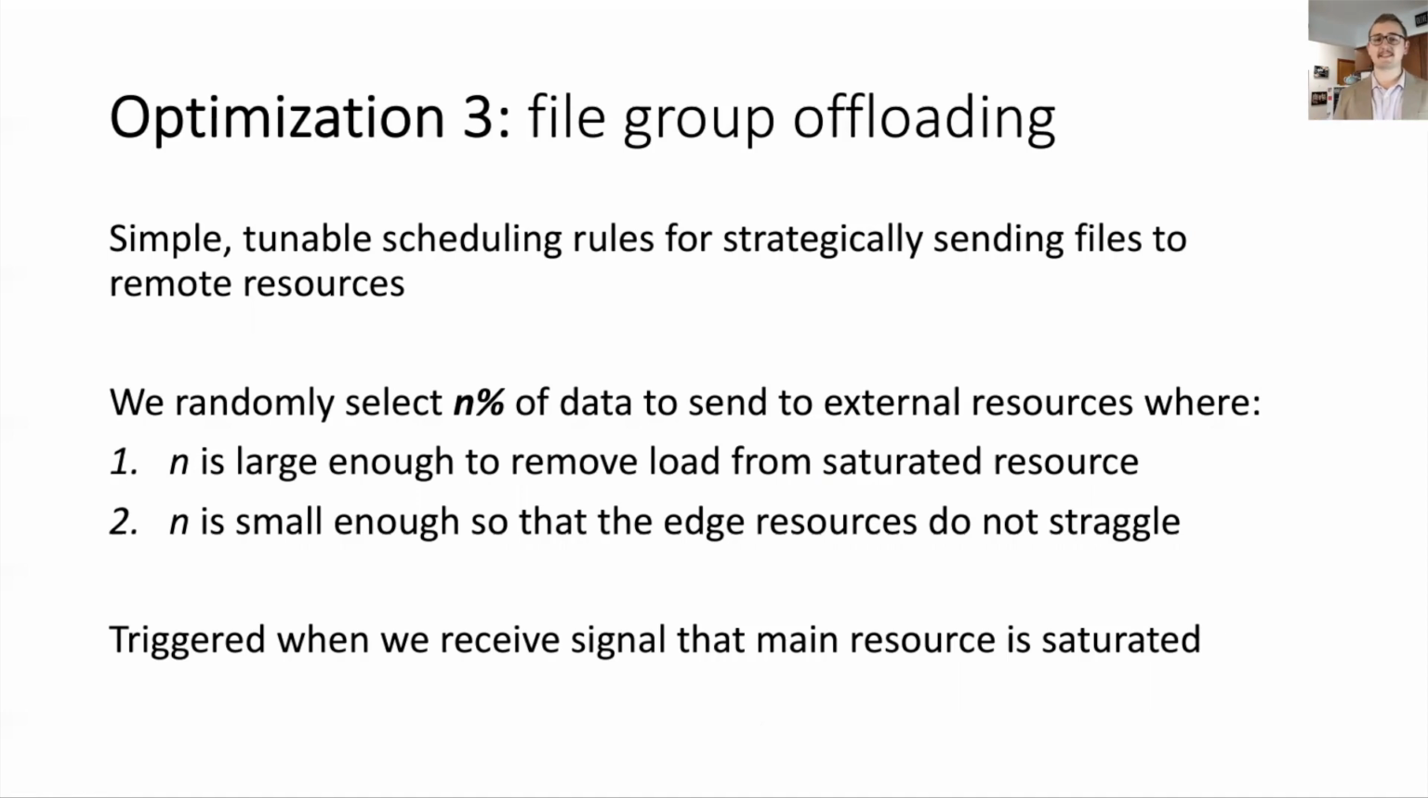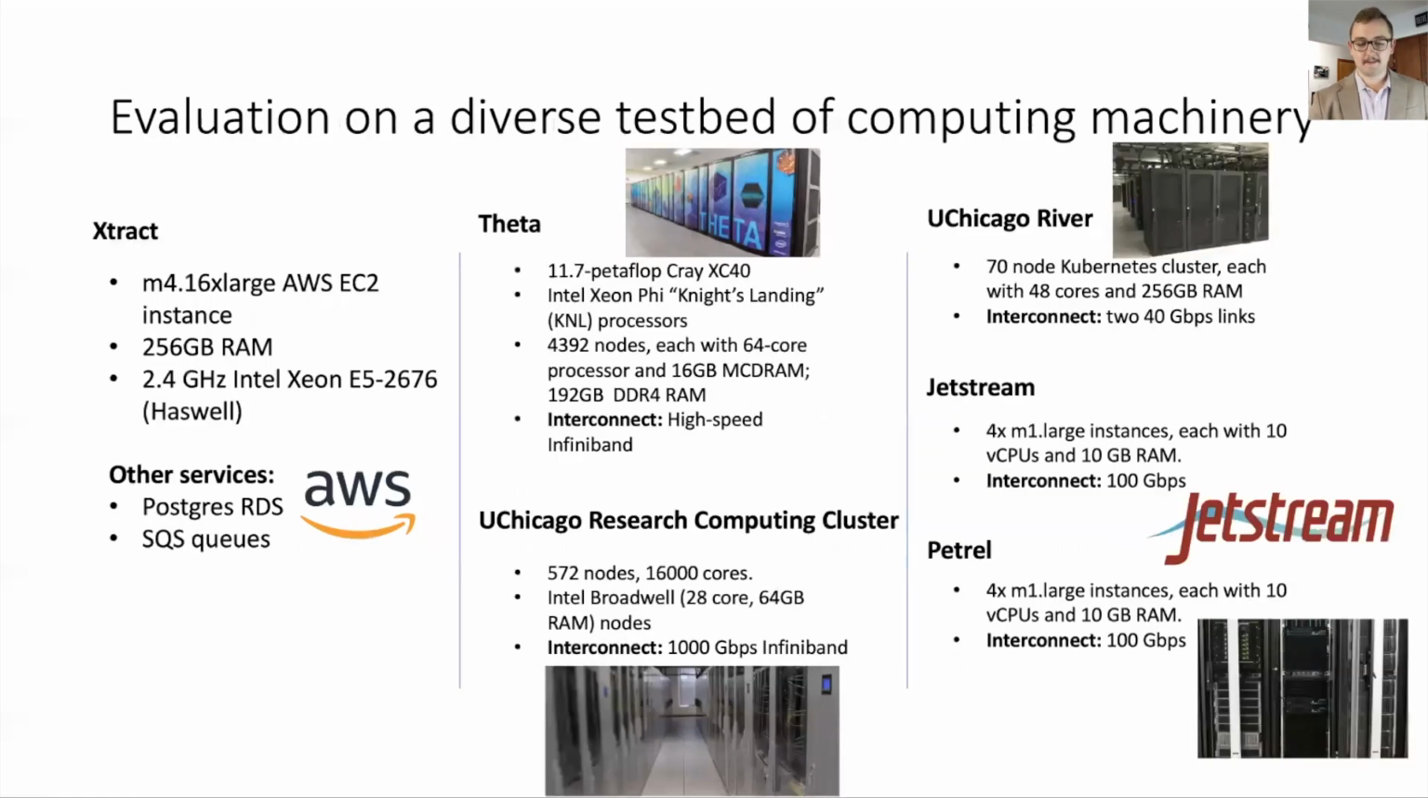We'll show results about this in a second, but we do show that there's a happy medium in that if you transfer the perfect amount, you're faster than the main resource doing everything and also sending way too much to the edge for computing.